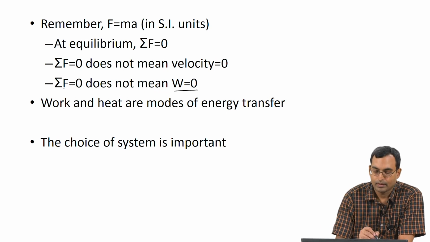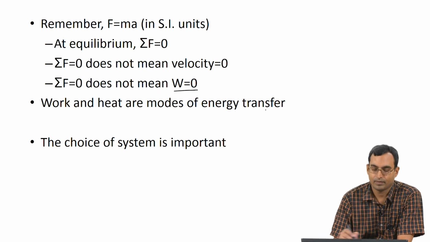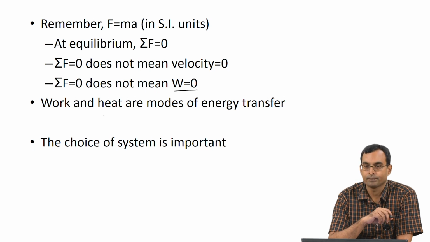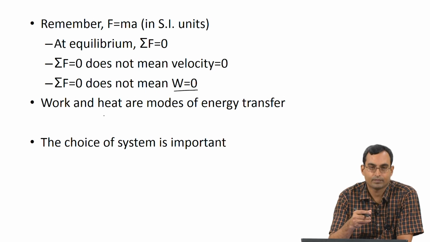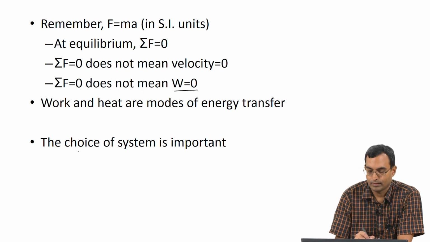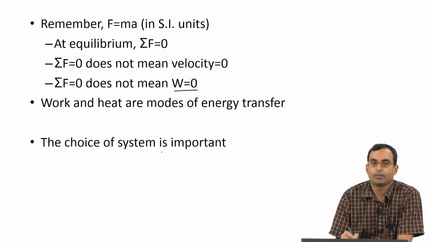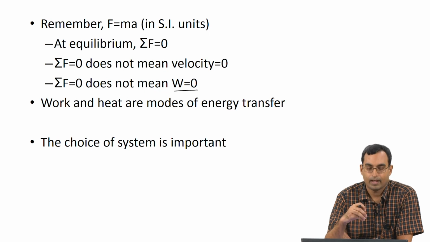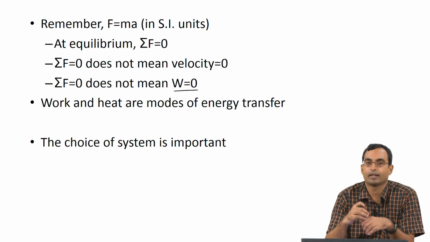What we will see is that work and heat are modes of energy transfer. We have defined work so far. We will look at heat in the next lecture or so, and we will see both of these are modes of energy transfer. Which form of energy is transferred, whether in the form of work or in the form of heat, depends on the system we are using. Depending on how we choose our system boundaries, the energy transfer can be in the form of either work or heat. Once we define heat, we will come back to this and see how changing our choice of the system boundary matters.